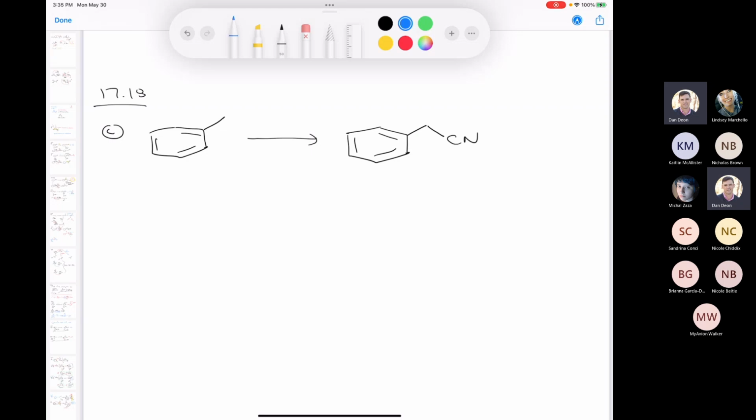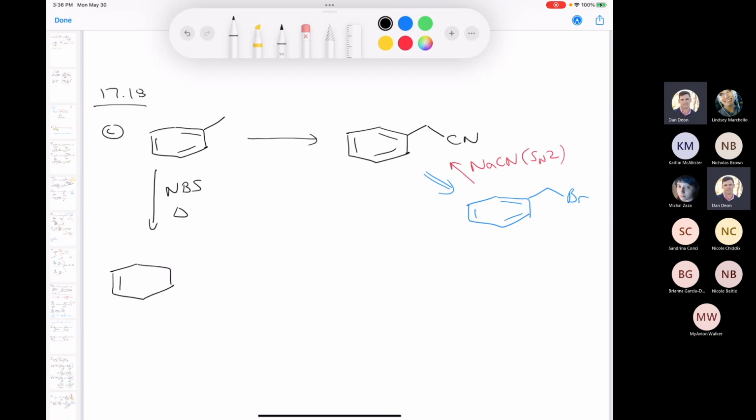If we think about retrosynthesis, if I want to make a nitrile, I know that if I had benzyl bromide, I could just do an SN2 with sodium cyanide. This is just a regular old SN2 reaction where cyanide would be my nucleophile. It's going to displace the bromine as a bromide to give me the compound I want. So then the question becomes, how do I go from toluene to benzyl bromide? I do a benzylic bromination. How do we do that? We treat it with NBS. So we use N-bromosuccinimide and we heat it up, and that is going to give us benzyl bromide.